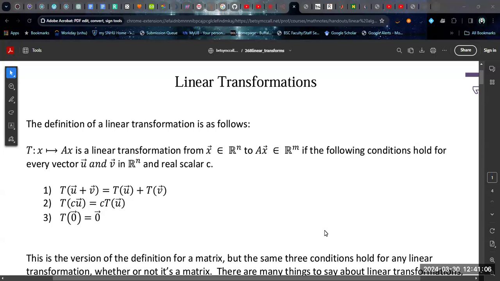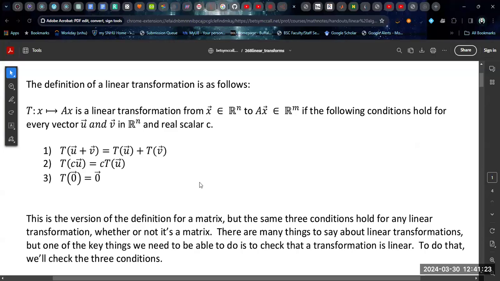All right, so in this video, we're going to be looking at the definition of a linear transformation and going through the steps to prove that a matrix or some other type of expression satisfies the definition of a linear transformation.